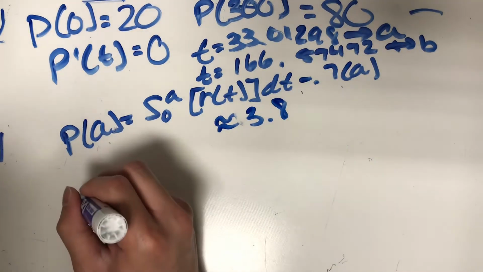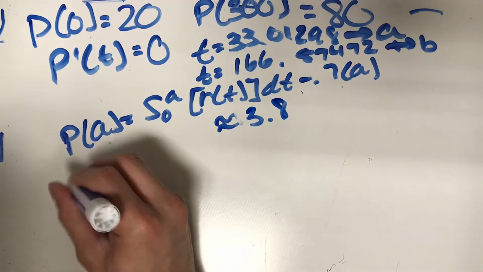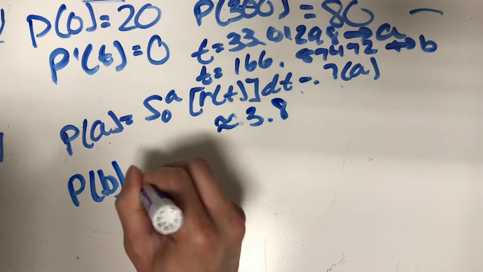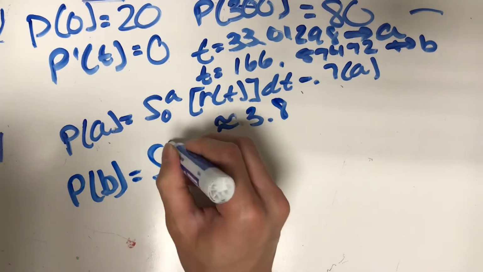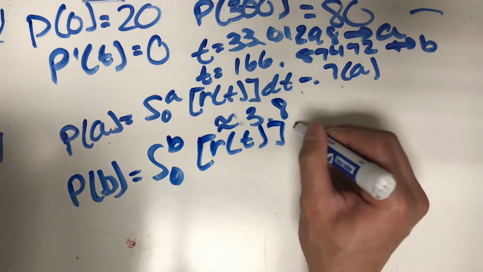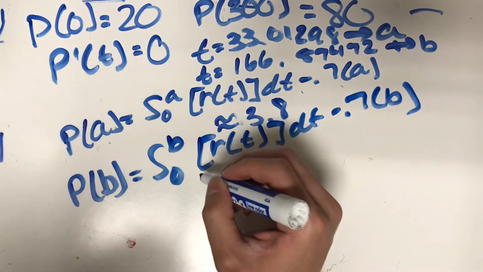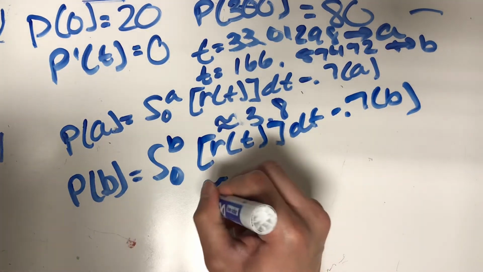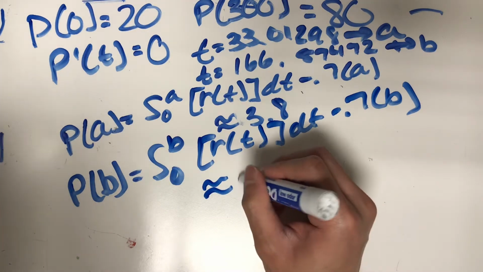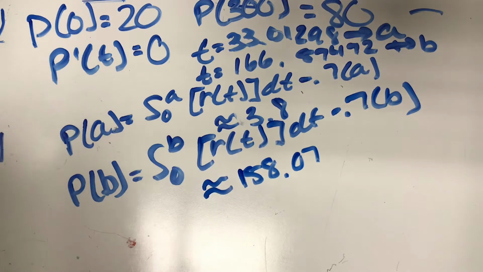Now we would do the same thing for time t equal to b. So P of b is equal to the integral from 0 to b of r of t dt minus 0.7 times b. And that gives us an answer of approximately 158.07 people.